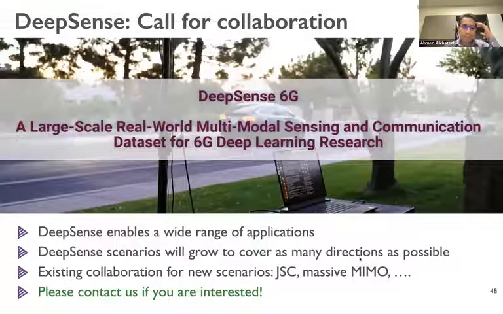One last thing I would say, this is the last slide. The goal of DeepSense is really to push towards community data sets. I would like to put this last slide as a call for collaboration. The hope here is that we keep growing this data set to cover as many of these directions as possible and to enable this research as much as possible.